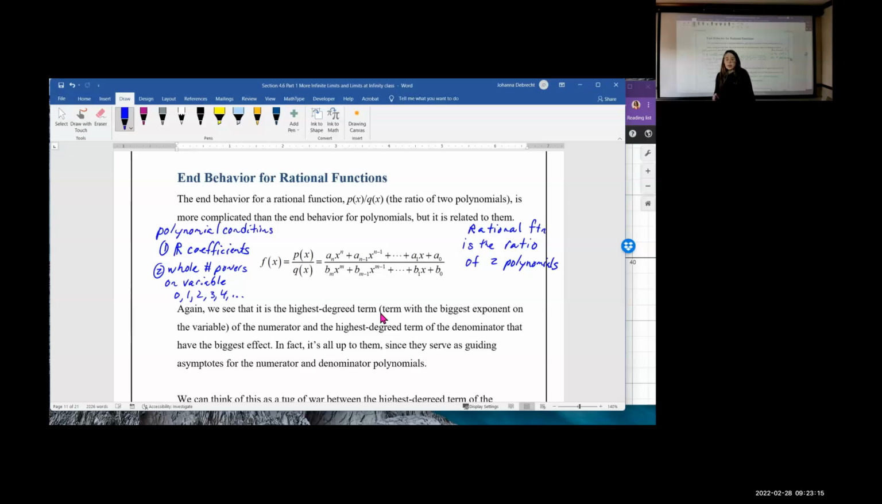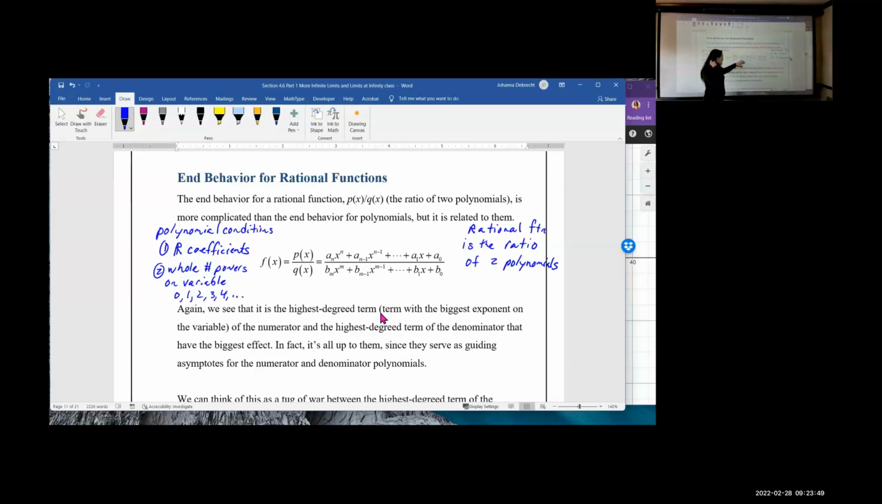All right, so you need to know the definition so you know when you can apply which rule. We're looking at the ratio of two polynomials. So we have real coefficients in the numerator, real coefficients in the denominator, whole number powers on the variable in the numerator, whole number powers on the variable in the denominator. For polynomials, it's the highest degree term that dictates the end behavior, the far right and the far left of the graph.